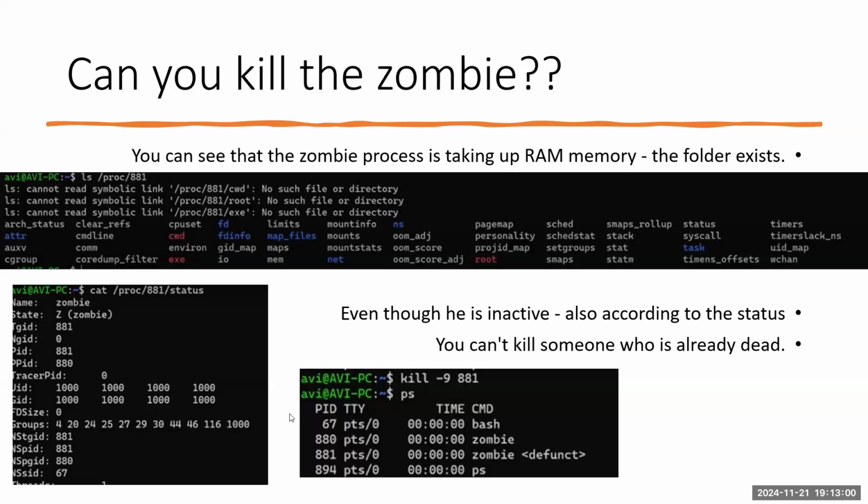If we would do it to 880 and kill the parent, then instantly the child would die. So you could kill him by killing his parent. But maybe you don't want to kill the parent.